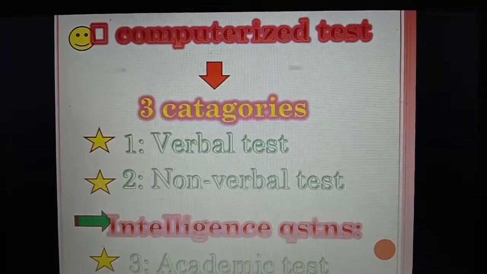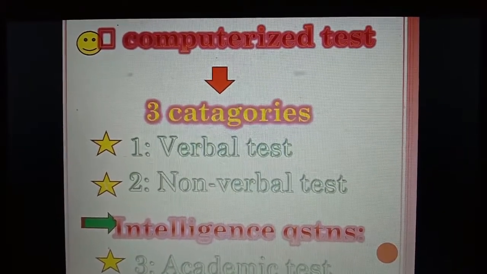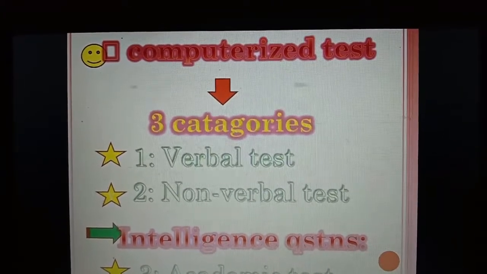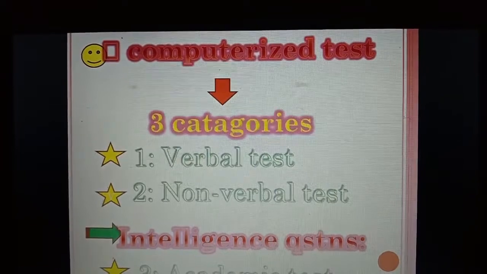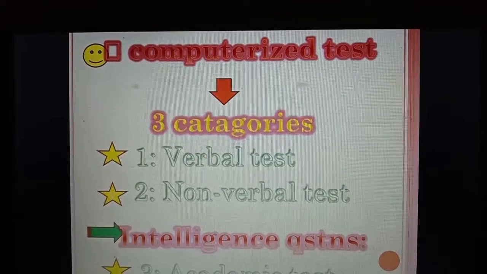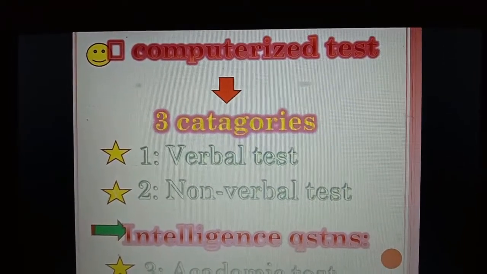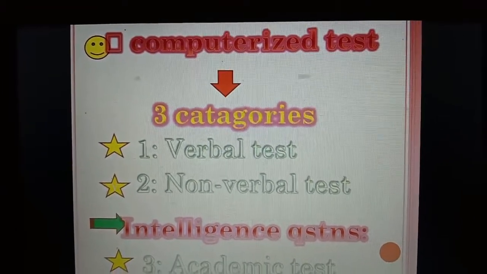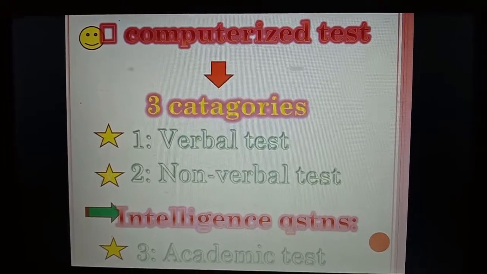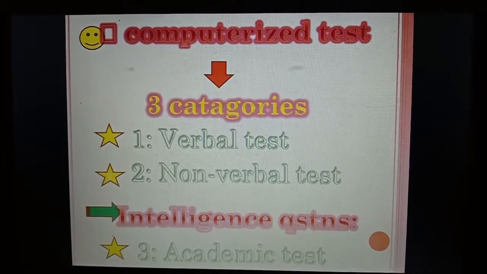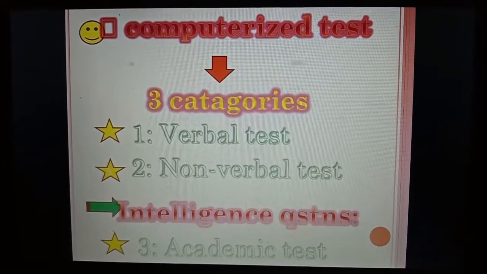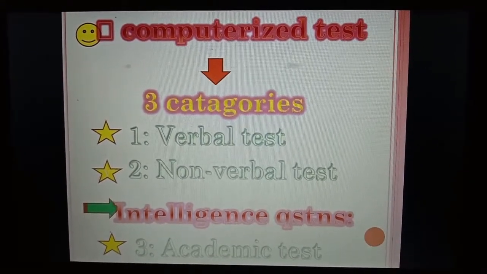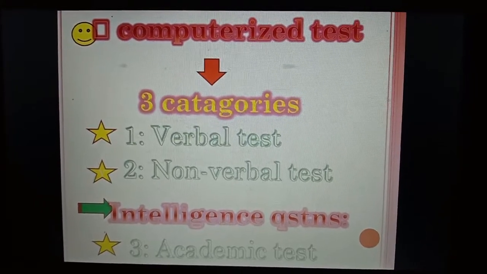The non-verbal test also has 84 questions, sometimes 90 questions, and in some tests 100 questions come in the non-verbal test. And number 3, the academic test. This depends upon about 5 subjects, a combined test like English, mathematics, chemistry and physics, and sometimes current affairs and general knowledge. The Islamiyat questions also come in the academic test, and this is based on 50 questions.